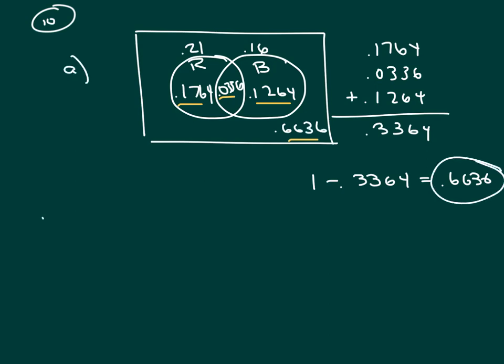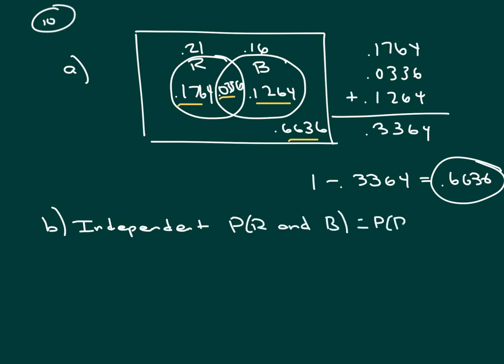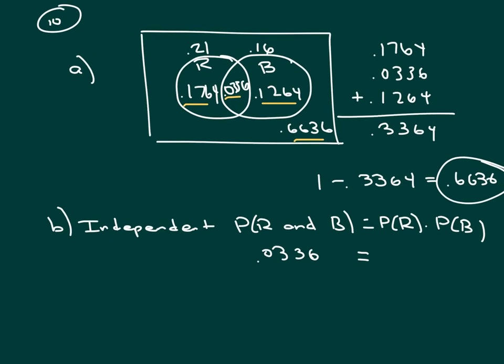Part B wants to know if the events ripe and bruised are independent. Well, we know that events are independent if the probability of ripe and bruised is equal to the probability of ripe times the probability of bruised. Now we know the probability of ripe and bruised is wherever the overlap in the circle is, right here. So that's going to be 0.0336.